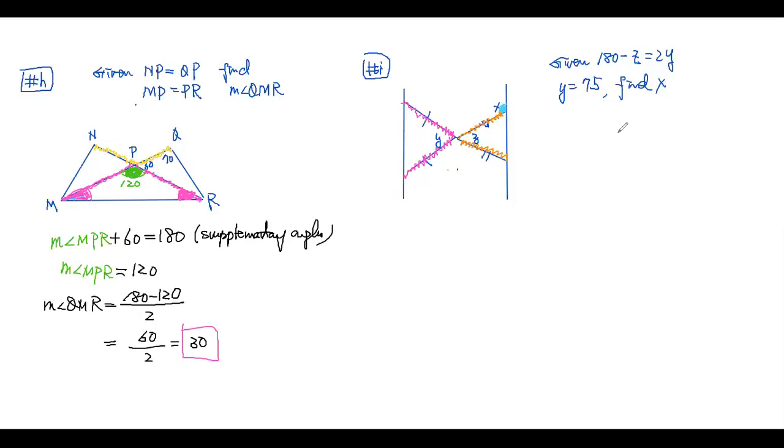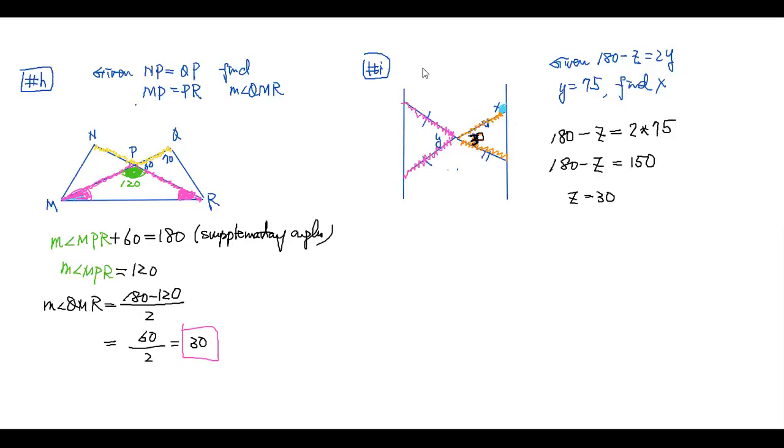Y is equal to 75, so I can find Z. This is 180 minus Z equal to 2 times 75, because Y is equal to 75. So 180 minus Z equals 150. So Z is equal to 30. So this is 30.